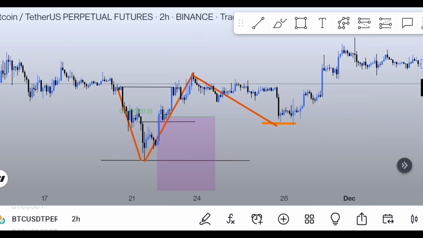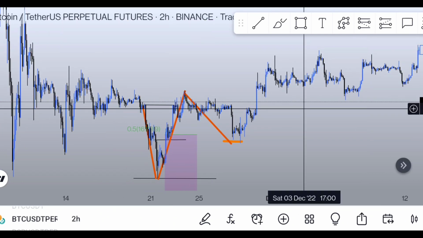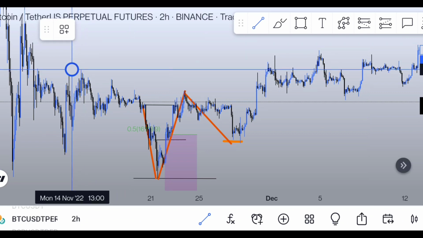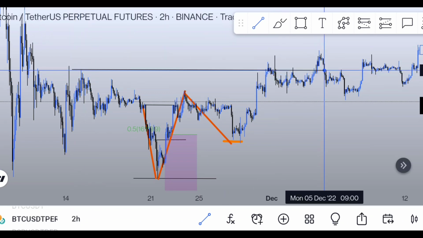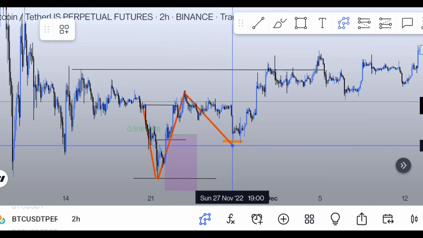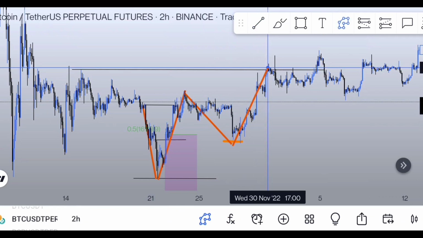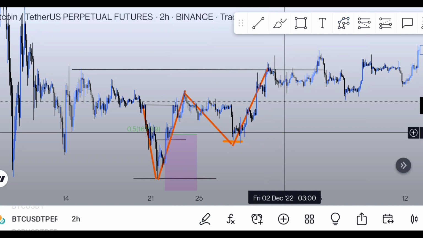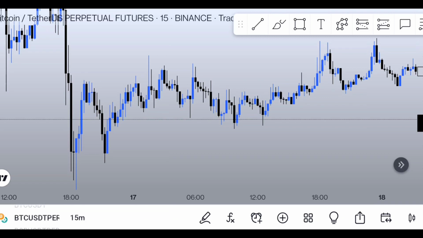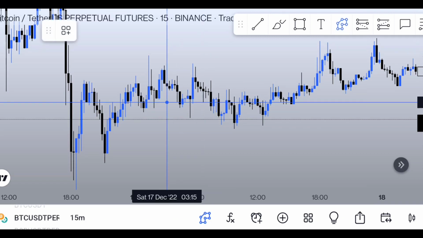So now we longed here, okay, and we will use these swing highs as our targets. See, it reached that swing high. So this was our structure. It got completed and we longed from this point to this point. Now we will see some structures on the 15-minute.